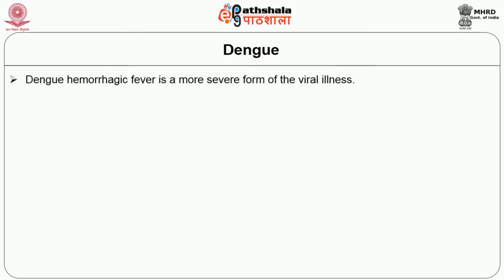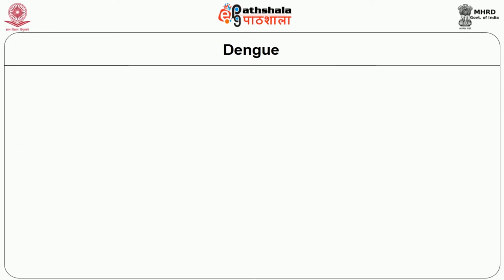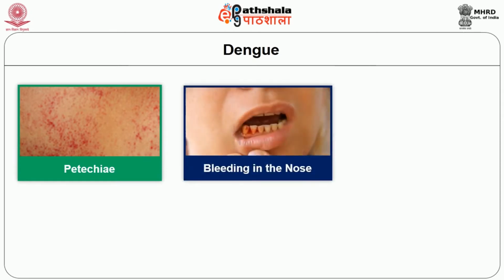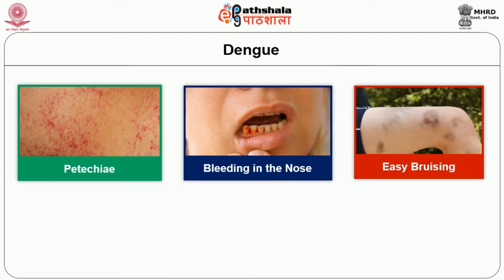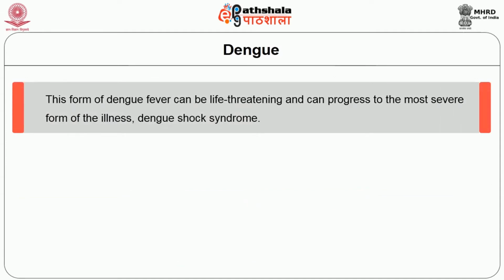Dengue hemorrhagic fever is the most severe form of the viral infection. Symptoms include headache, fever, rashes, and evidence of bleeding in the body, petechiae, that is, small red spots or purple splotches or blisters under the skin, bleeding in the nose or gums, black stools, or easy bruising, all possible signs of hemorrhage. This form of dengue fever can be life-threatening and can progress to the most severe form of illness called dengue shock syndrome.